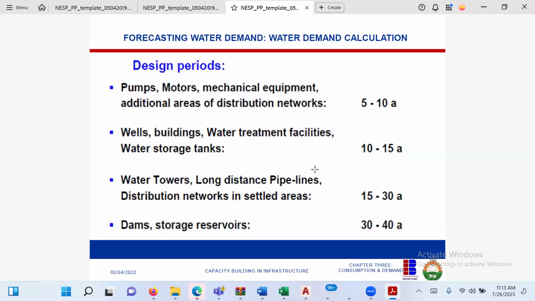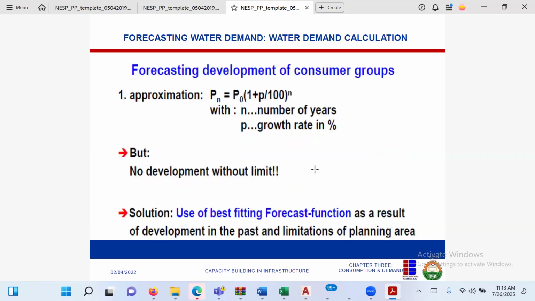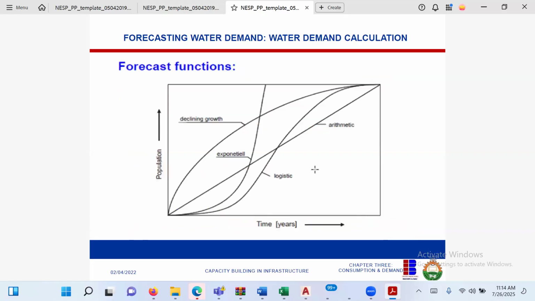If you are designing dams, storage reservoirs, you should be putting a safety factor that will take care of them in the next 30 to 40 years. Also, in forecasting, you should make use of arithmetic progressions. You should look for formulas that will forecast your population. The population of Nigeria is projected to be so much in so many years. The population of these areas, say the university, is this, is that, is going to be so much. You look at the growth rates, you use the appropriate parameter to forecast.